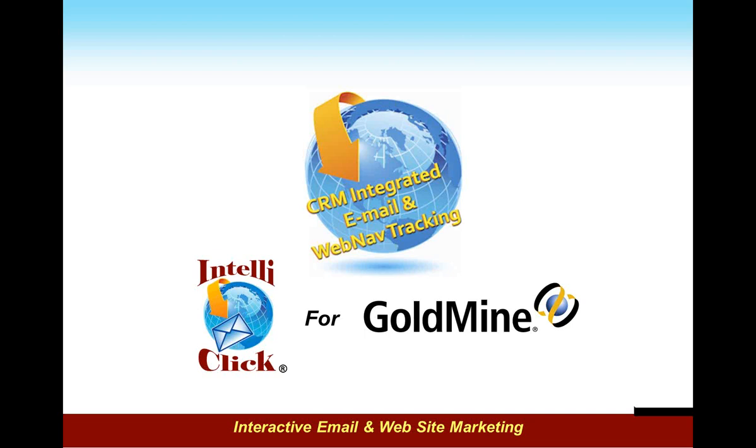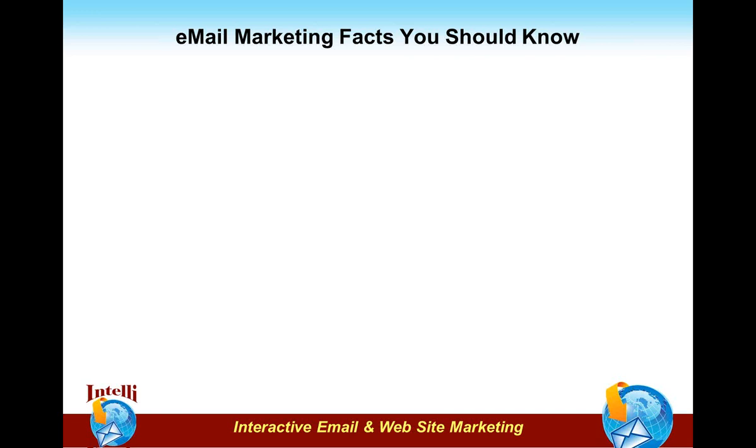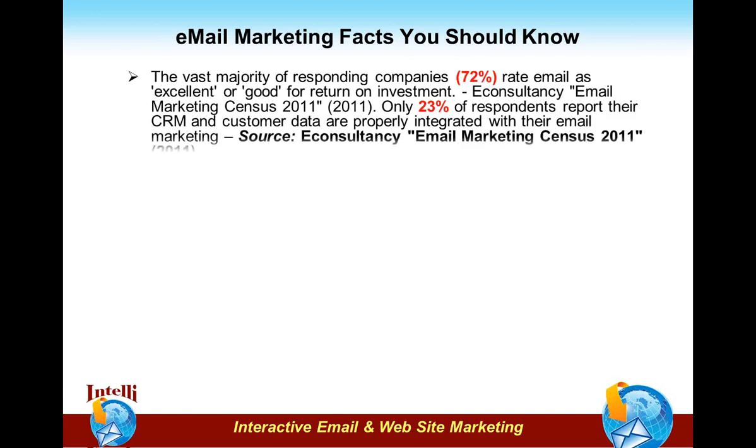But in addition, if for whatever reason you are still on Corporate Edition 7.0 or later, IntelliClick is going to work all the way through the Corporate Edition versions through the latest version of Premium Edition. So you don't have to worry about that, and you don't need to wait to upgrade in order to implement IntelliClick. So let's start a little bit with some email marketing facts.